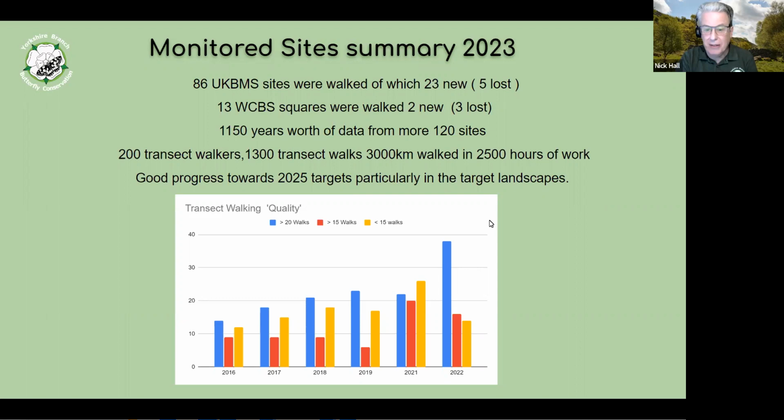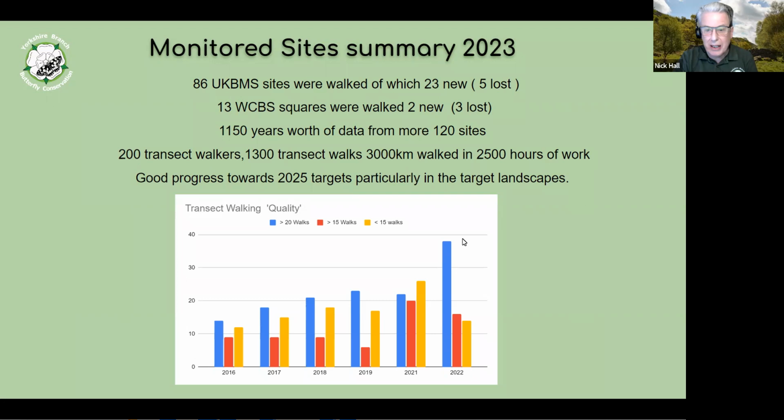And to get an index for the whole site, we need to do at least 15, preferably 20 walks. And not to have a gap of more than 1 week is the critical one to do. Now, some of our transects are single species transects, so they only cover the flight period of that particular species. But even so, we are looking better all the time.